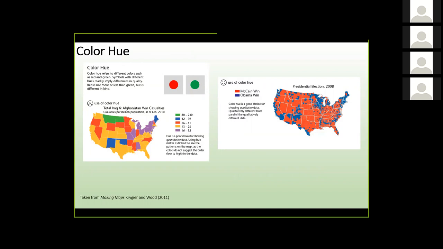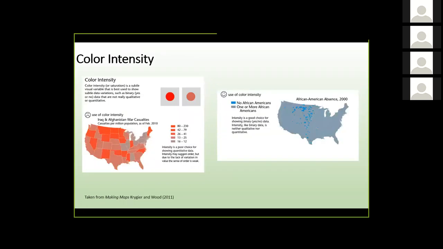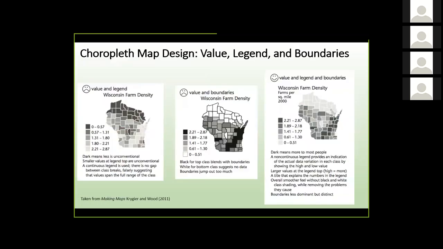If you're doing stuff with color hue, color value, color intensity, until you start making choropleth maps, you maybe don't think too much about those types of things. So this is stuff that you can refer back to. And here's one more slide of them talking about what conventions we tie to color.